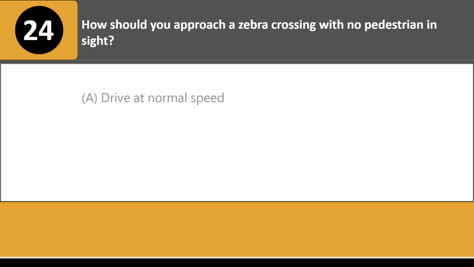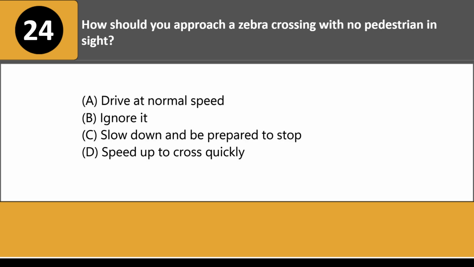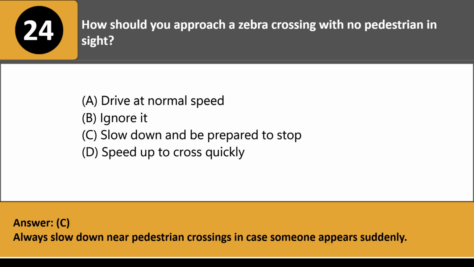How should you approach a zebra crossing with no pedestrian in sight? A. Drive at normal speed. B. Ignore it. C. Slow down and be prepared to stop. D. Speed up to cross quickly. Answer: C. Always slow down near pedestrian crossings in case someone appears suddenly.